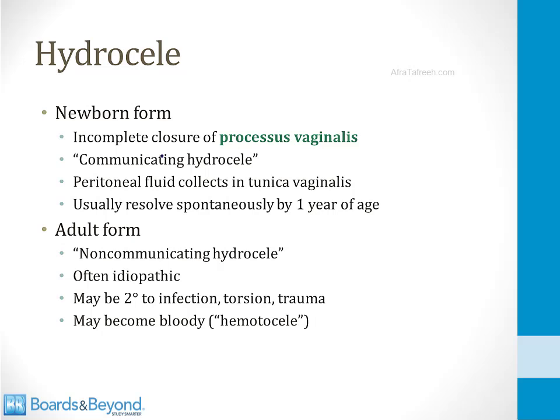So the newborn form of hydrocele is caused by incomplete closure of the processus vaginalis. This should be very easy to understand after what we just discussed in terms of embryology. This is called a communicating hydrocele because the scrotum communicates with the abdomen and peritoneal fluid can collect in the tunica vaginalis. This form of hydrocele usually resolves spontaneously by 1 year of age, at which point in time the processus vaginalis should close. And just an aside here, but another problem that can happen with incomplete closure of the processus vaginalis is that men can develop an indirect inguinal hernia, and I talk about that in more detail in the GI video on inguinal hernias.